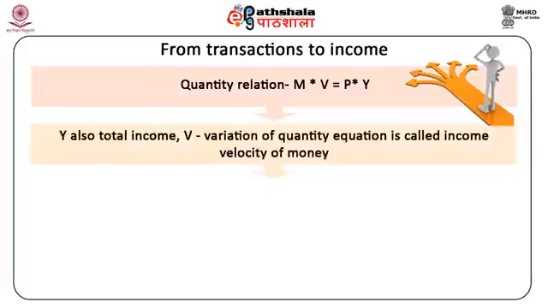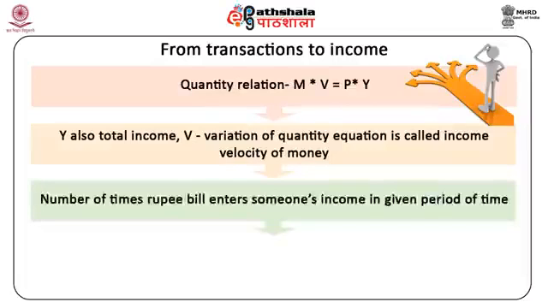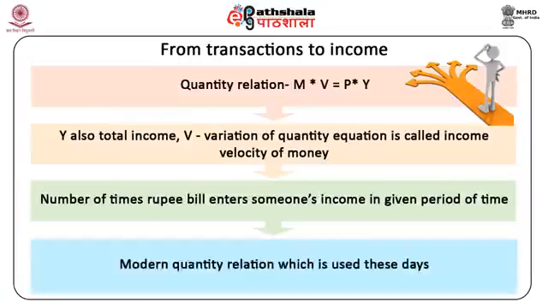Since Y is also total income, V in this variation of the quantity equation is called the income velocity of money, or the number of times a rupee bill enters someone's income in a given period of time. This is the modern quantity relation which is used these days.